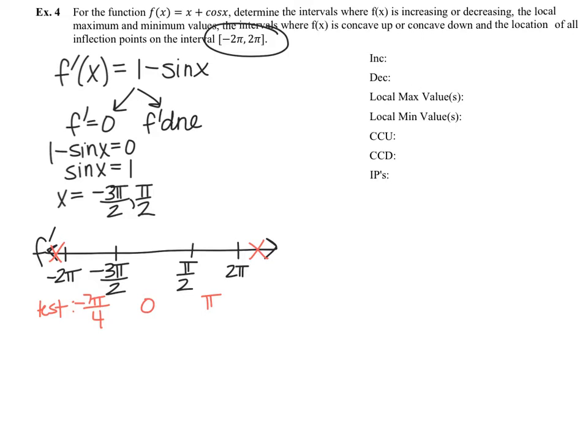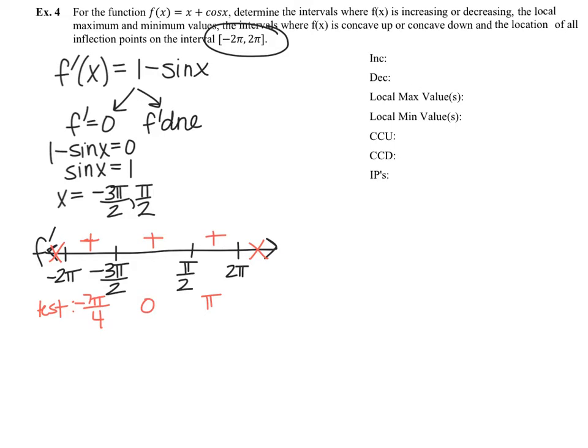Otherwise, pause the video, grab your calculator, and substitute these test numbers into your first derivative. So when we substitute in negative 7 pi fourths, we should end up with a positive value. When we substitute in 0, that's also going to yield a positive value. And when we substitute in pi, that should also yield a positive value. So this is interesting because the derivative is always positive here, and that means that the slope of the function is always positive, which means the function is always going to be increasing.